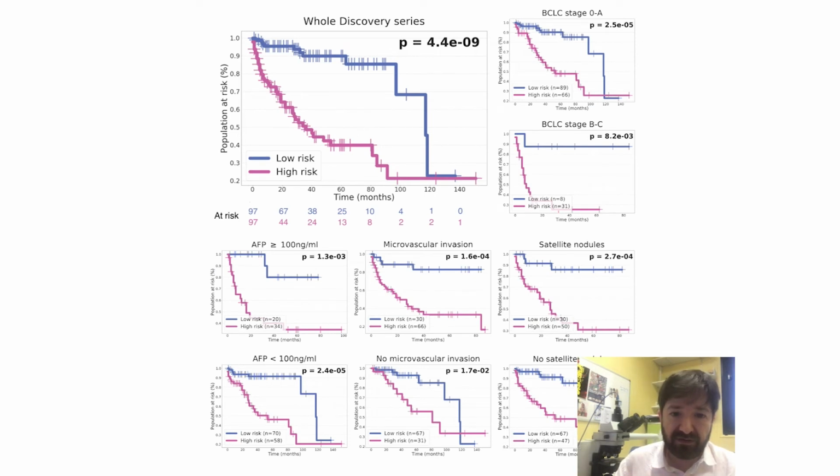These are the survival curves of the patients according to this prediction of the model. I won't go into too much detail, but briefly, the model validated well the prognosis of these cancers.